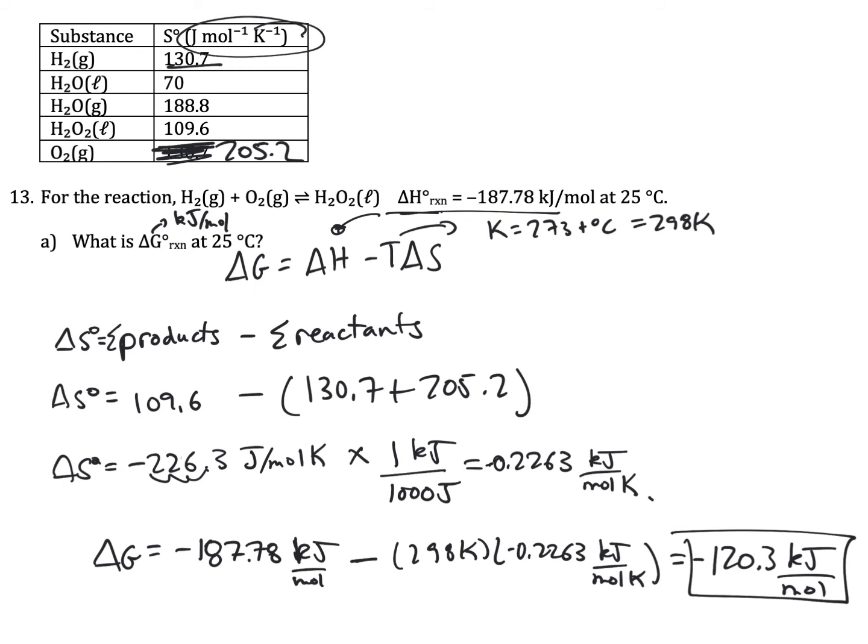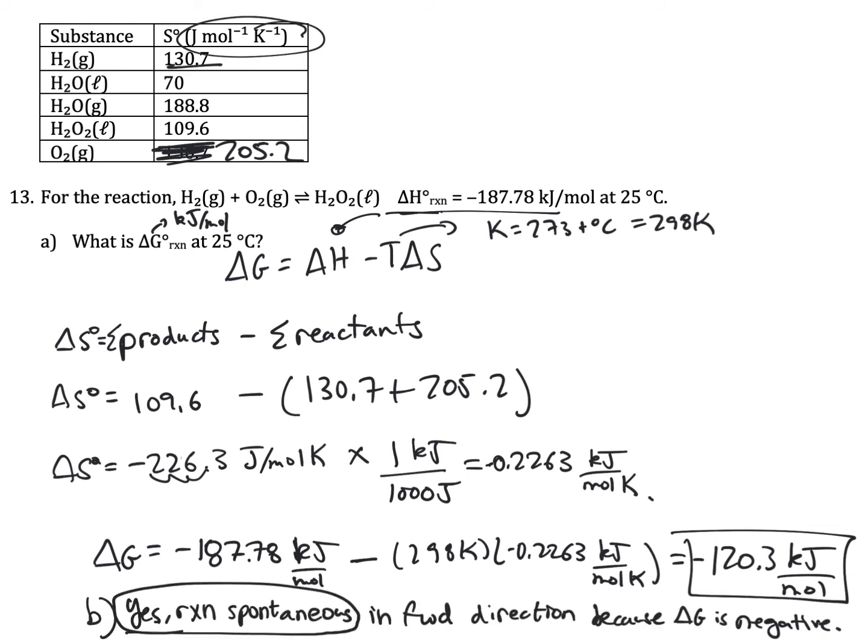Then for part B, is this reaction spontaneous? Well, remember that a negative delta G means the reaction is spontaneous. So yes, the reaction is spontaneous in that forward direction because delta G naught is negative. So at standard conditions, this reaction will proceed towards products.